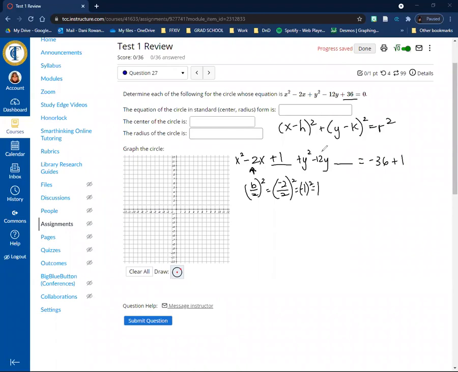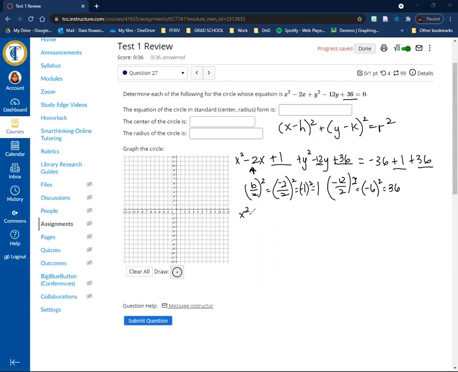Let's do the same thing for y. If our b is negative 12, it's negative 12 divided by 2 squared, right? So what's negative 12 divided by 2? Negative 6. What's negative 6 squared? 36. So we've got to add 36 here, and if we add 36 to that side, we add 36 to this side. Okay.